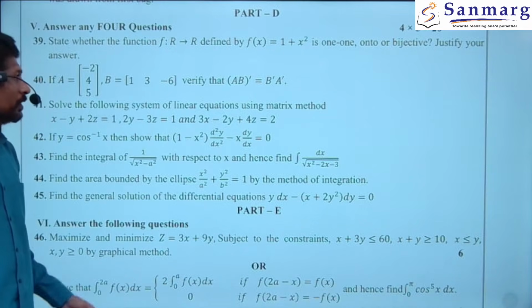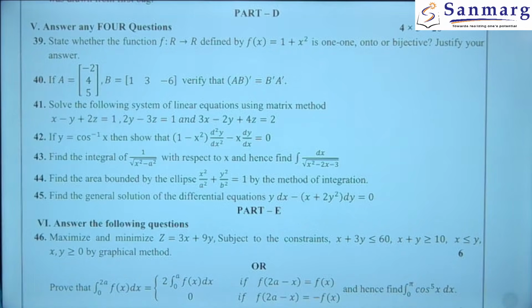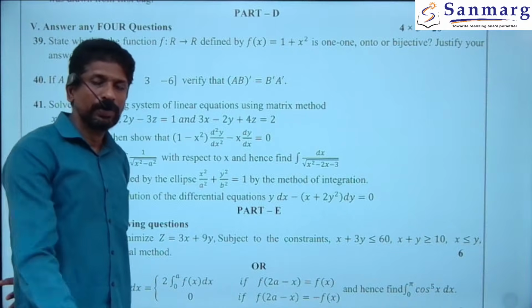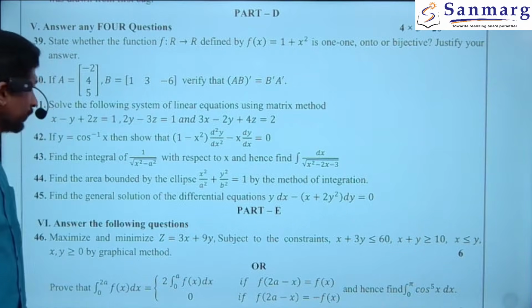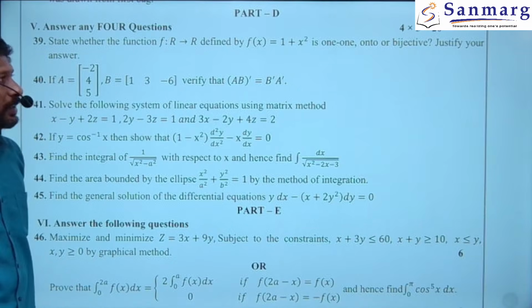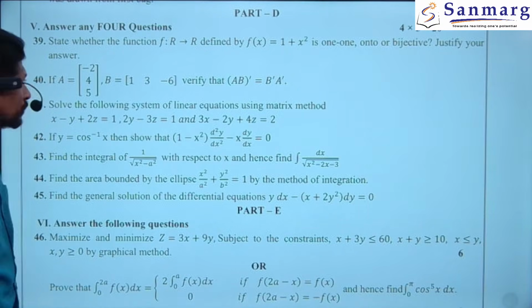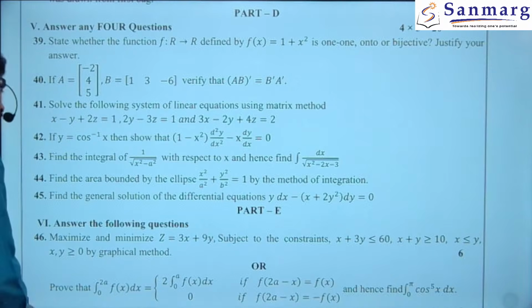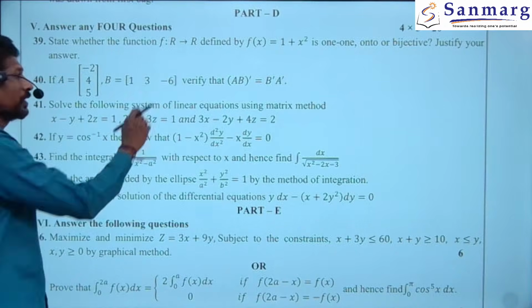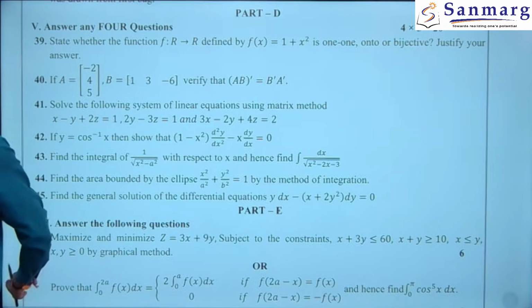Therefore I will go with the first 2 or 3 questions. Tomorrow I will solve more questions on 3 marks and 2 marks. First I will go with the relation and function part. The function is 1 plus x square; check whether the function is one-one or onto. The function is given from R to R. So that one I will solve now.